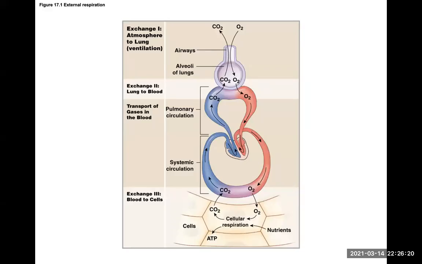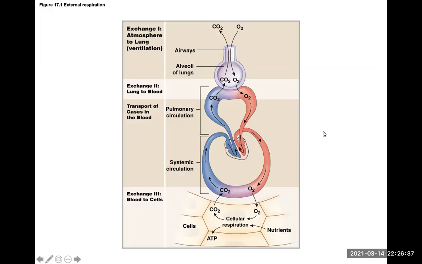One of the biggest challenges of these systems is to prevent dehydration. The exchange surfaces are the surfaces that the oxygen and carbon dioxide go through. So the exchange surfaces must be thin and moist.